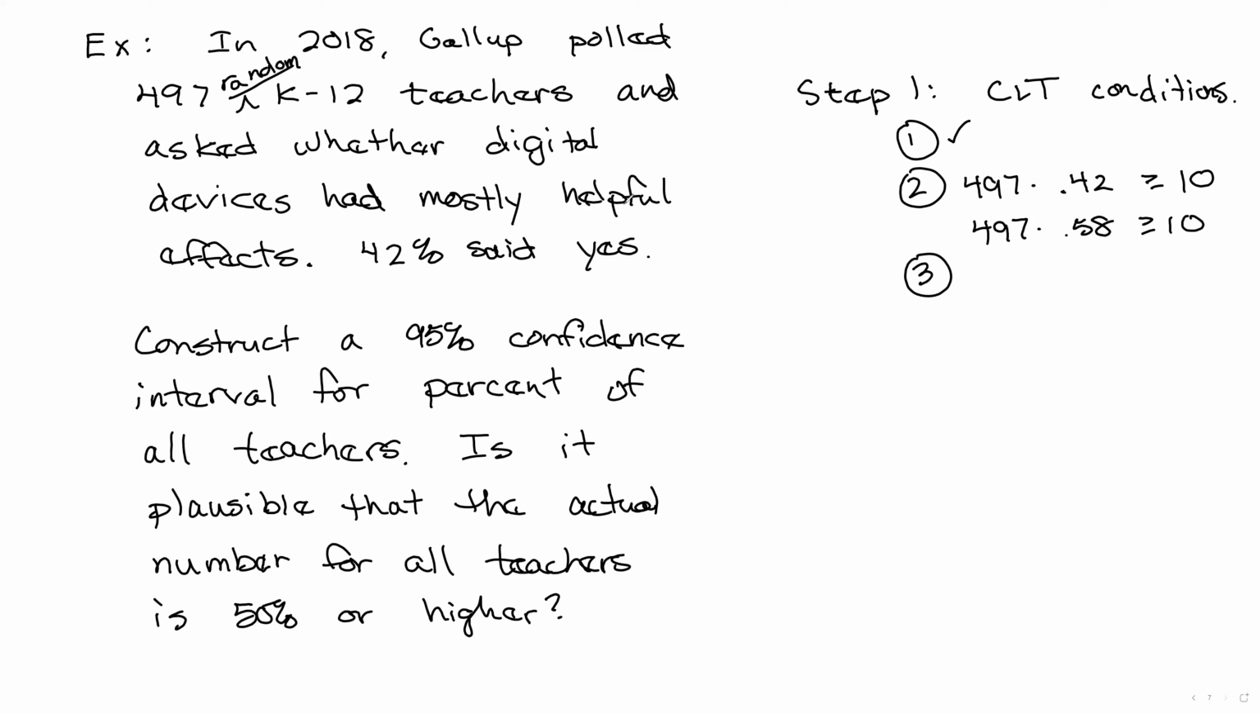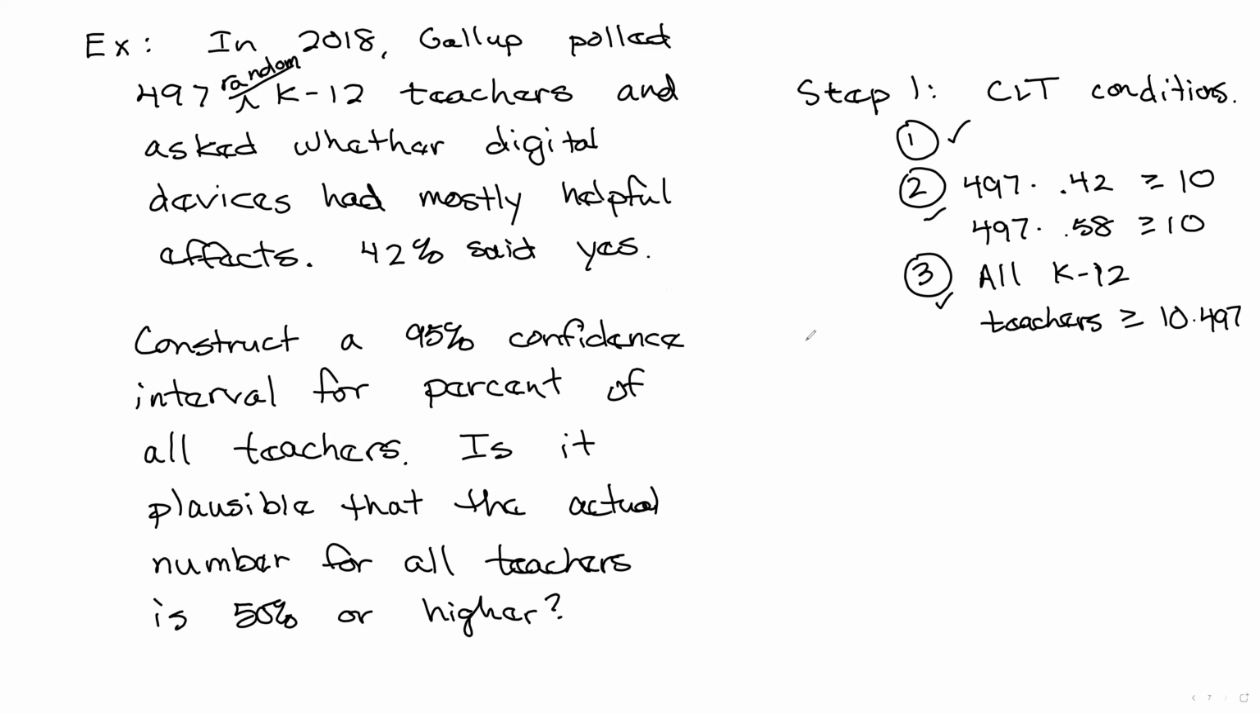And then the last one is, assuming this is done without replacement, we need the actual population to be 10 times the sample. The population, let me write it this way, all K through 12 teachers, is easily 10 times 497. We easily have more than 4,970 teachers. I'm assuming this is from the United States. Okay, so that's done. You need to go through and do the central limit theorem conditions.